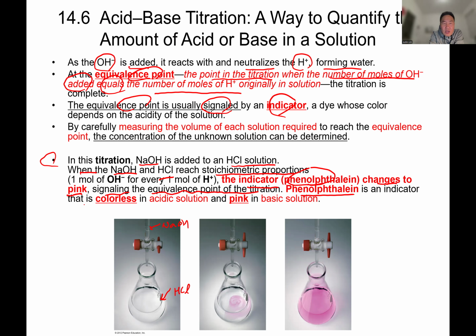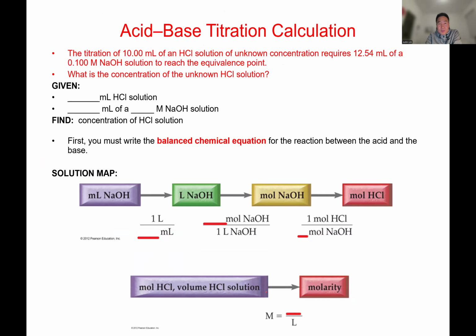Phenolphthalein is an indicator that is colorless in acid solution. Now can you see colorless in acid solution? And pink in basic solution. Okay. Let's see an acid-base titration calculation.